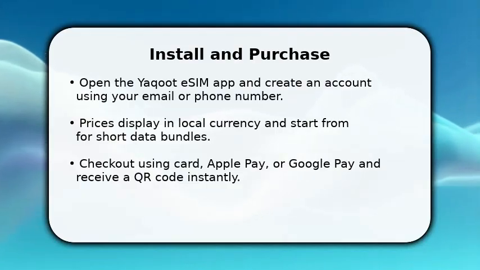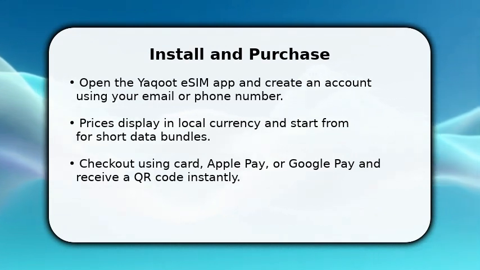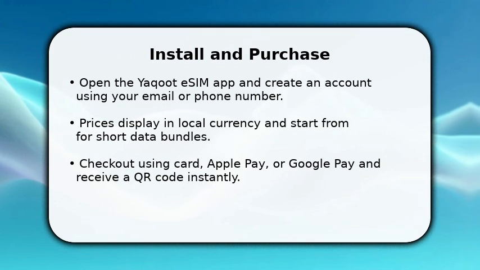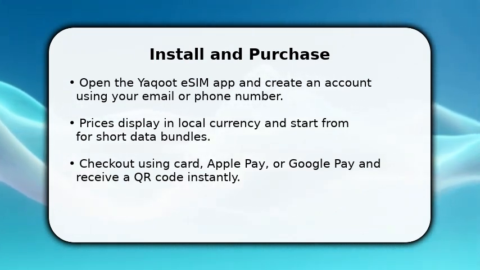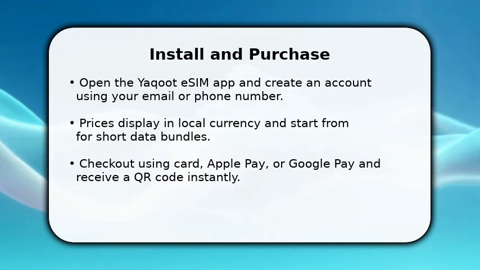Open the Yaqoot Esim app and create an account using your email or phone number. Verify your identity with a one-time code sent by SMS or email to confirm access. Browse available plans and pick a plan by country, data, and validity period.